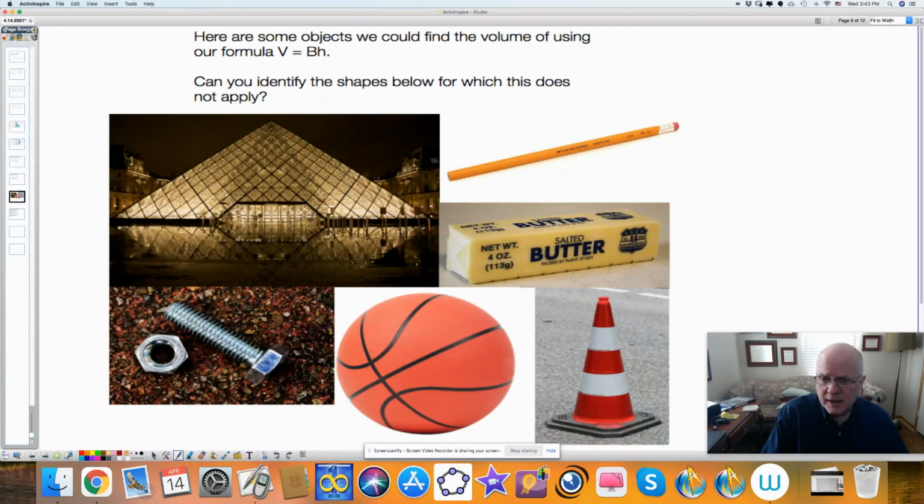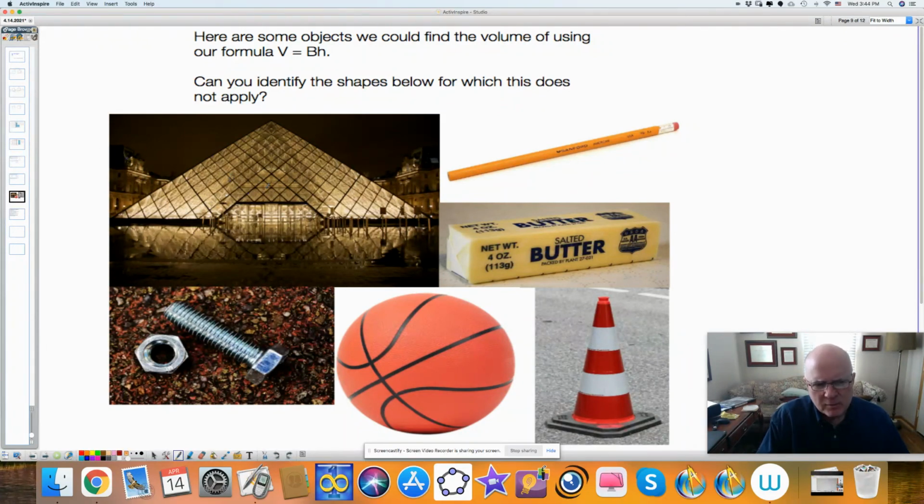It looks like the pen is pretty close. It's got a hexagonal side over here and circular here, really. But if you think about this as being a prism, this could be one. Stick of butter, definitely. Maybe the screw is kind of like a cylinder all the way up to the bolt. Excuse me, this is not a screw. This is a bolt and a nut. The nut might be, if you think of it as a prism, a hexagon with a circular center cut out. The ball, no. The cone, no.